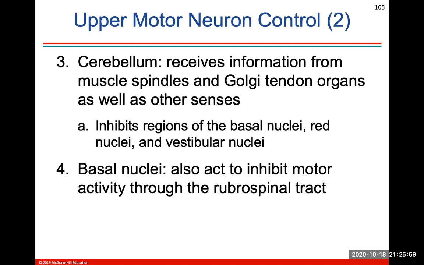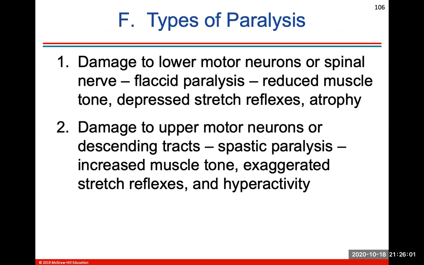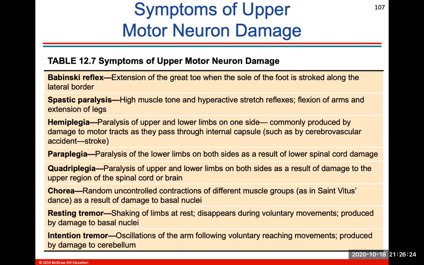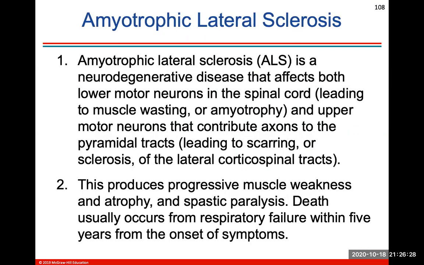And I'm going to skip over the upper motor neuron control. Types of paralysis: damage to the lower motor neurons or spinal nerve is called flaccid paralysis. And this will involve reduced muscle tone, depressed stretch reflexes, atrophy. Damage to the upper motor neurons or descending tracts is called spastic paralysis. This will cause increased muscle tone, exaggerated stretch reflexes, and hyperactivity. You don't need to know these symptoms.